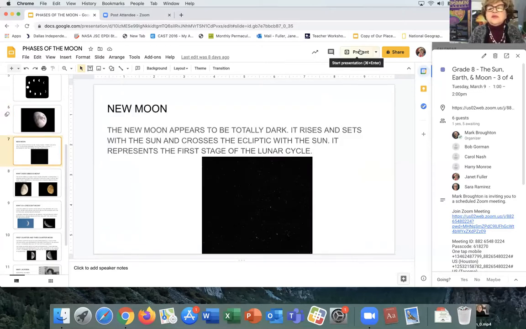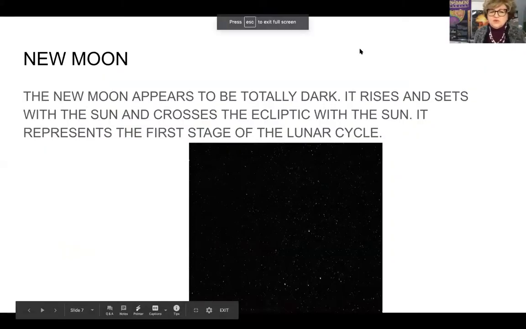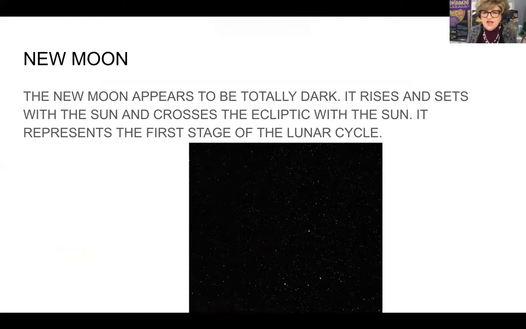Now let's talk about the new moon. The new moon appears to be totally dark. It rises and sets with the sun, and it crosses the ecliptic. That's that big line in the sky that the sun and the moon and the planets follow as they rise in the east, or appear to rise in the east, and set in the west. It represents the first stage of the lunar cycle.